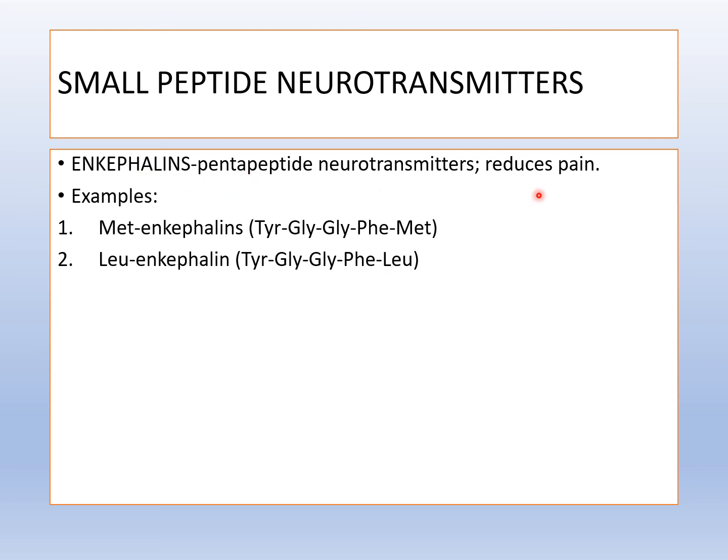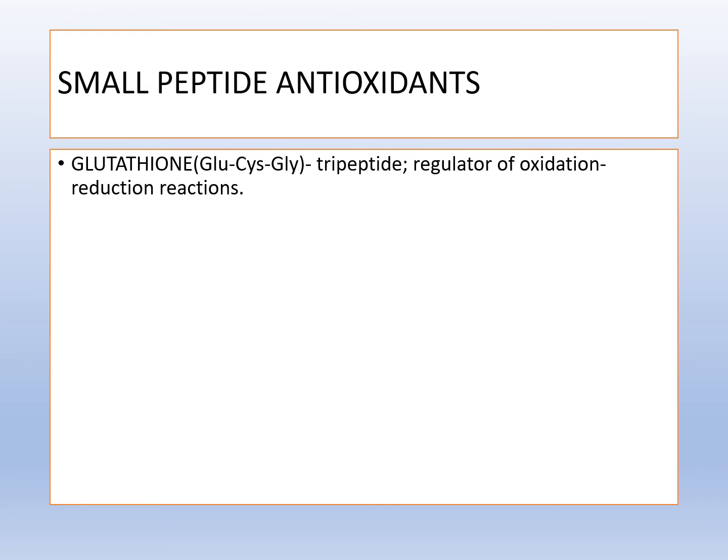Enkephalins reduce pain. Right? So be thankful to enkephalins. They will be able to reduce the pain that you are feeling. Examples of enkephalins would be your met-enkephalin, which is basically composed of the tyrosine, glycine, phenylalanine, methionine sequence. We have leu-enkephalin, which is composed of the tyrosine, glycine, phenylalanine, leucine amino acid sequence.